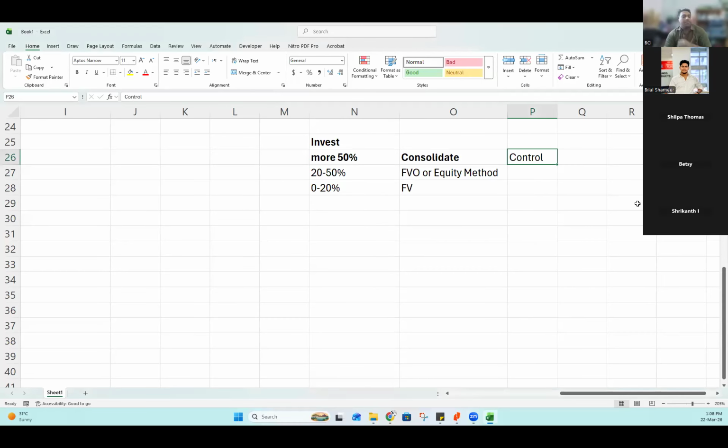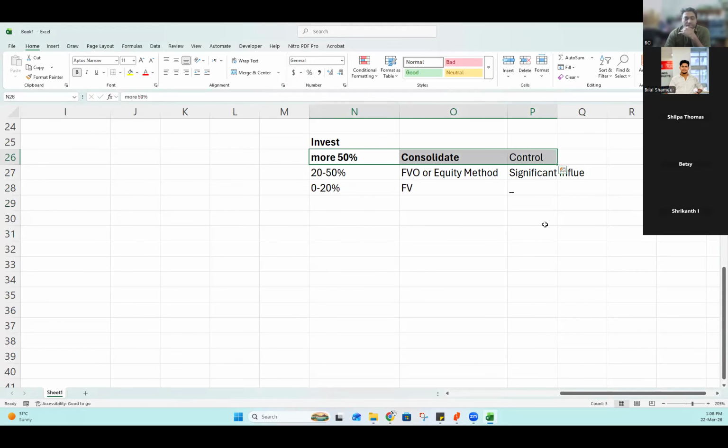Okay. So we have control over the other company. And if we are having 20 to 50%, we will say significant influence. Here we don't have any control. Okay. Now, coming to the consolidation part.